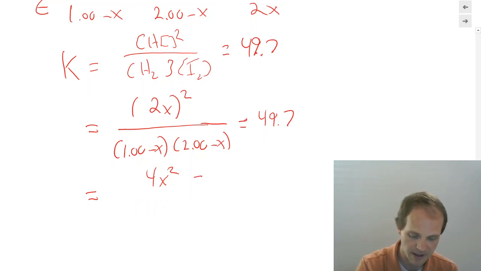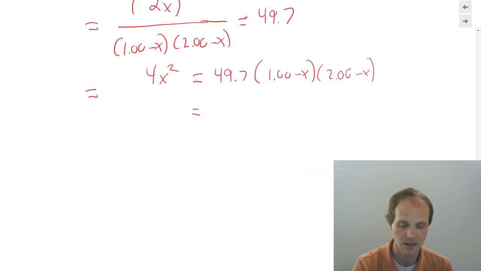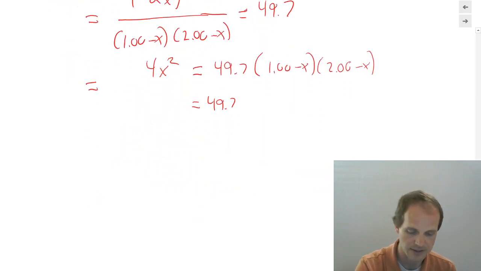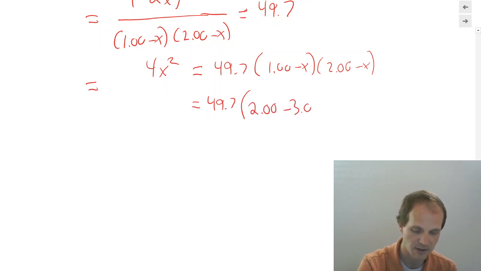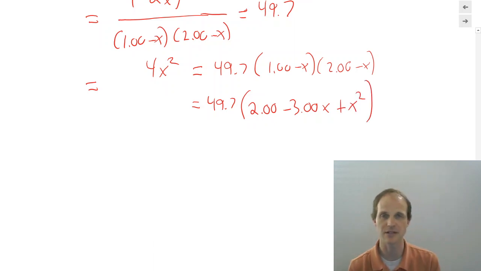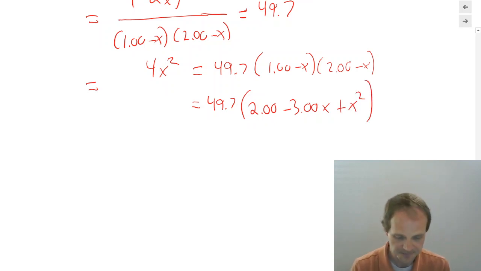So I'm going to multiply both sides by the denominator. I get 49.7 times 1.00 minus x times 2.00 minus x. And so now I can just work on that part. And I've got 49.7 times 2.00 minus 3.00x plus x squared, right? FOIL, first, outer, inner, last. And so I get that.